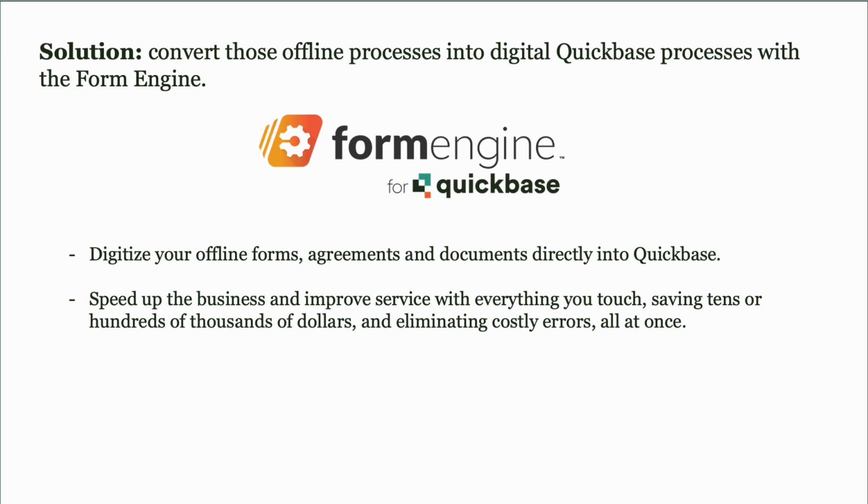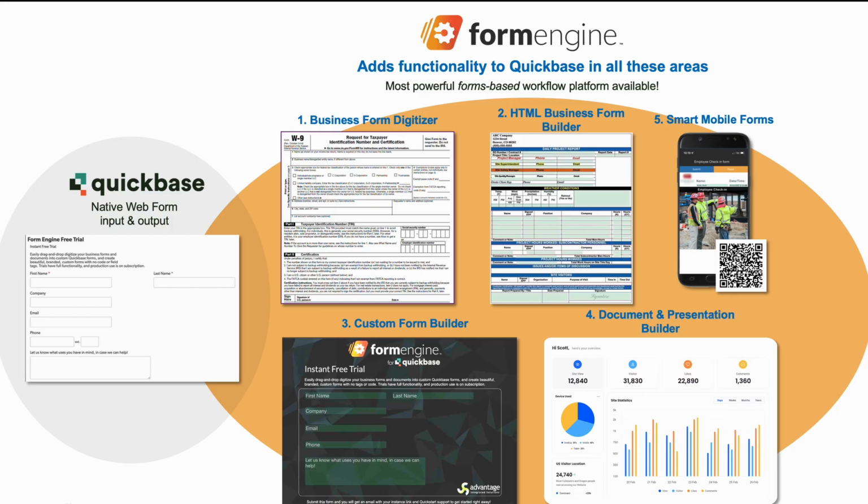The solution is to convert all those offline processes into digital QuickBase processes, as the Form Engine uniquely enables. There are tremendous benefits in that, as Forrester, Gartner, and others have documented. The Form Engine is the most powerful add-on that you can add to your QuickBase, adding unique functionality in these 5 areas and more. If you need any of these, you need the Form Engine, because you get them all and more with a Form Engine subscription.